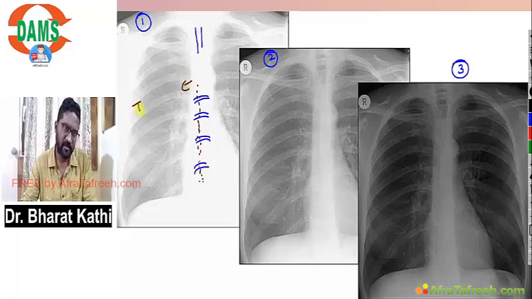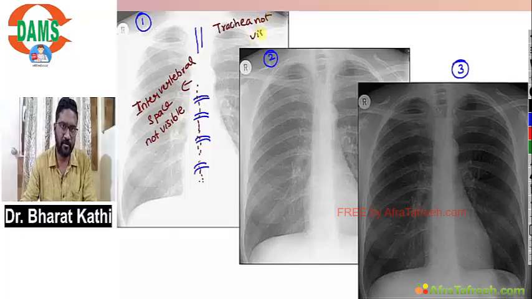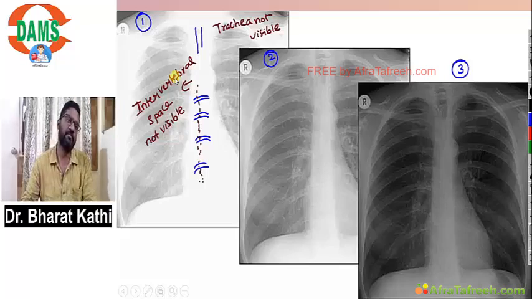But what is happening here? Intervertebral spaces are not visible at all, and also the trachea is not visible. So as I told you, when X-rays are not passed properly, whatever is normally black will not appear black. So this is underexposed.